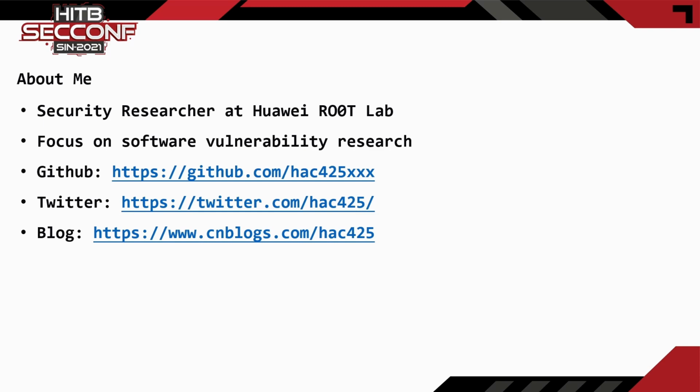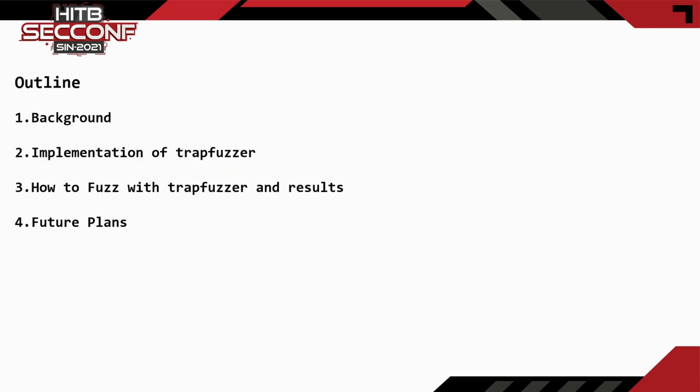Next, I will show my topic. Let's start our topic. This is the outline of today's presentation. Firstly, I will introduce some background of trapfuzzer. Next, I will explain the implementation of the tool. Then I will take WPS Office as an example to explain how to fuzz software with trapfuzzer and the fuzzing result. Finally, I will summarize the speech and introduce some future plans.